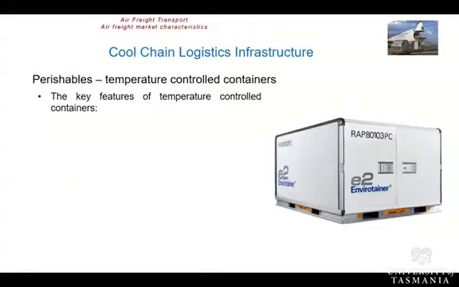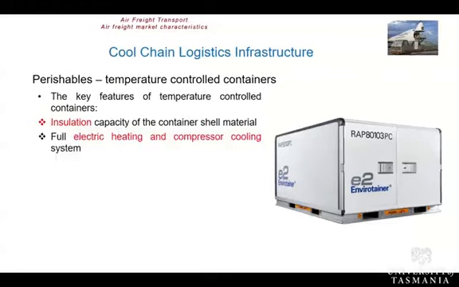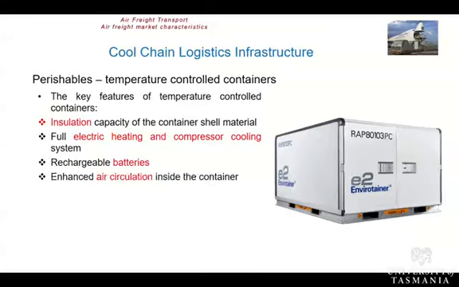Some of the key features, that's another example of one, is that the material that makes it up is an insulated material. That's the shell. It's underpinned by electrical heating and also a compressor. So when it's available to use electricity, it can plug it in. When there's no electricity, such as moving on the aircraft, it's got a compressor cooling system with rechargeable batteries. Enhanced air circulation, another one of the benefits.